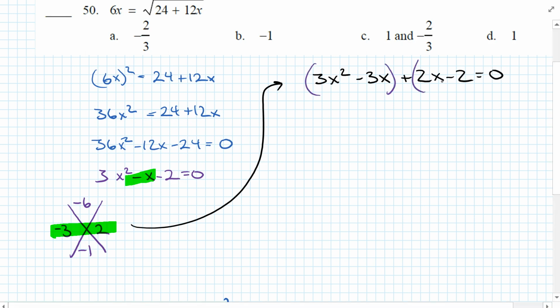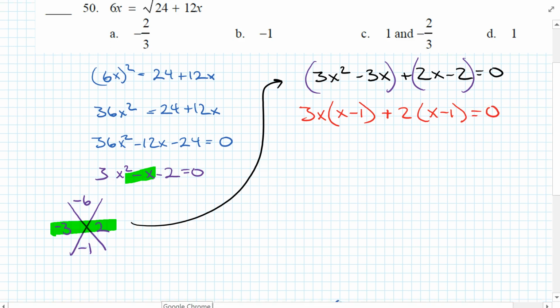Now we can group however we want. This is what we're going to do. So what can I factor out, or GCF of the first term? 3x. So it's going to be 3x out, x minus 1. What can I factor out on the second term? 2 to get x minus 1 equals 0. So now our distributive property says we can rewrite this as 3x plus 2, these first two terms, times x minus 1 equals 0.